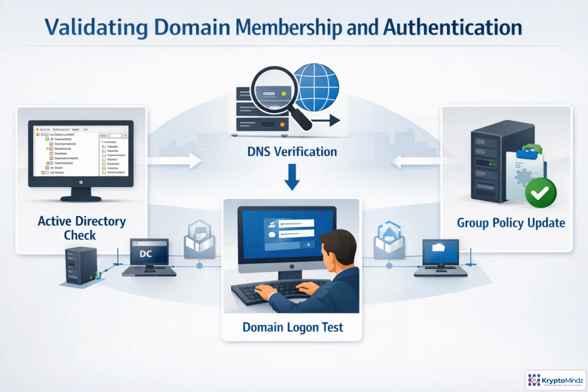Before you build PKI on top of your domain, prove the basics work. Confirm each lab machine has a corresponding computer object in Active Directory. Verify DNS can resolve domain controllers and the domain name using tools like nslookup. Actually log on with a domain user account. Then run gpupdate and ensure group policy refreshes without errors. If any step fails, fix it now, before installing ADCS.